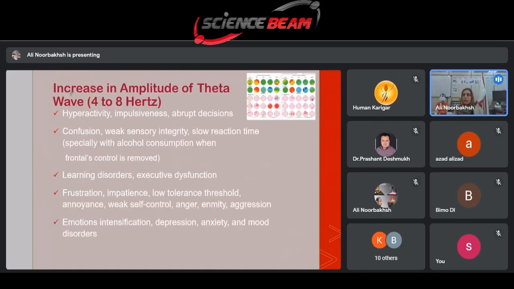An increase in the amplitude of theta wave is related to hyperactivity, impulsiveness, abrupt decision, confusion, weak sensory integrity, slow reaction time, and learning disorder, executive dysfunction, frustration, low tolerance threshold, emotional intensification, depression, anxiety, and mood disorder. It's related to increased theta.